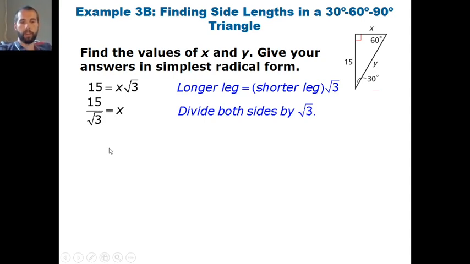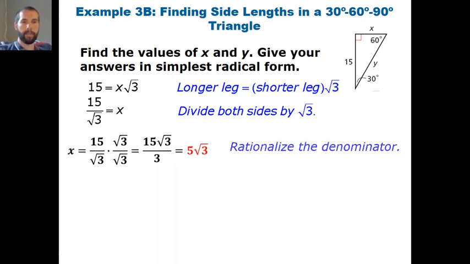Since we have an irrational number in the denominator, we have to rationalize that by multiplying the top and bottom by the square root of 3. So when we do that, 15 times the square root of 3 becomes 15 square root of 3. Square root of 3 times the square root of 3 becomes the square root of 9, which is 3. And then 15 over 3 reduces to 5, so we get 5 square root of 3 as our short leg.